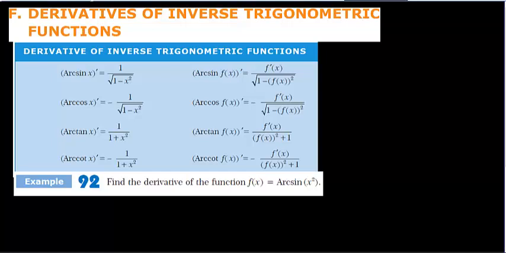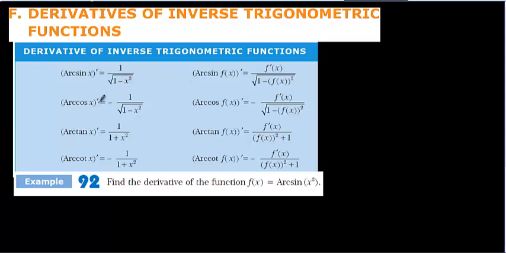In this video, I'm going to find the derivative of inverse trigonometric functions. Here we have the arcsin x, arcsin f(x). As you see, they're similar to each other. Only the derivative of arcsin f(x) is f'(x) over the square root of 1 minus f(x) squared, like the derivative of arcsin x is 1 over the square root of 1 minus x squared.